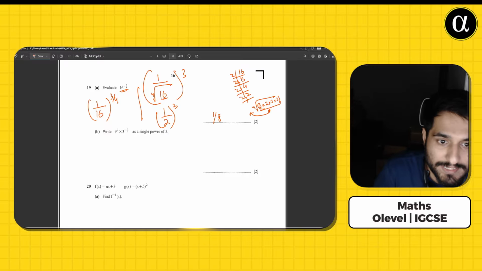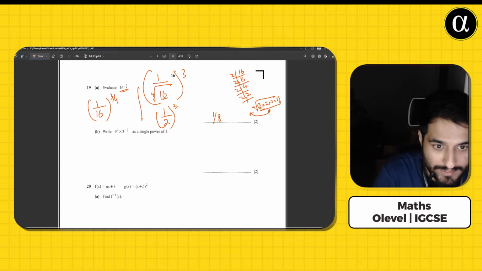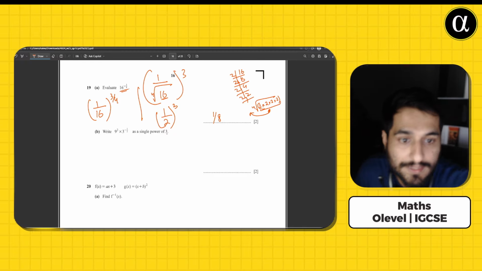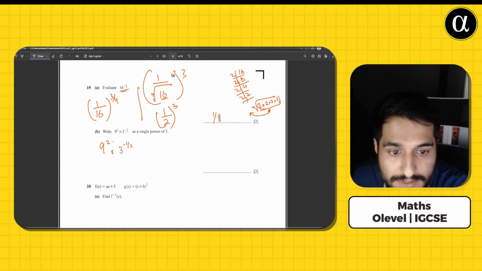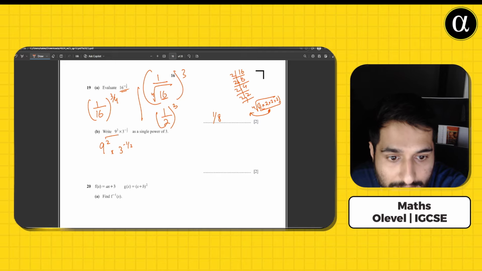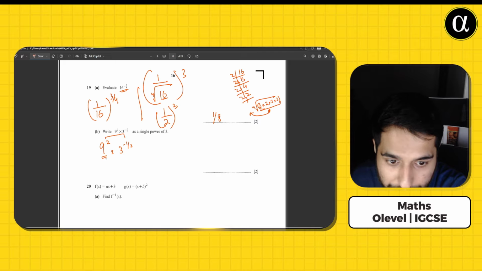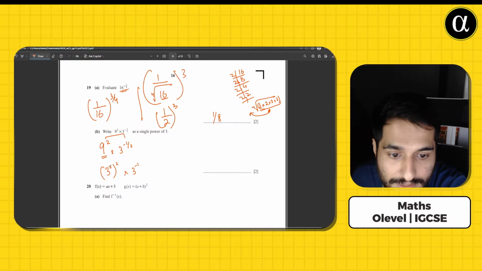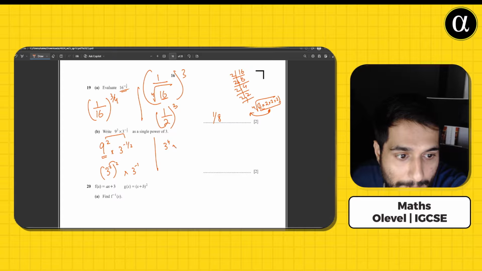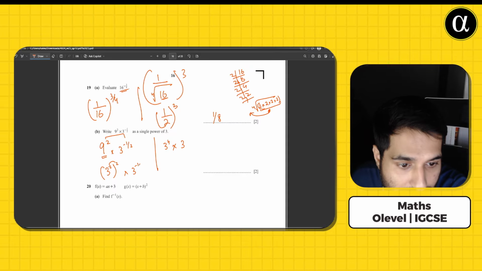The next question states that we are supposed to write these indices in a simpler format, and we can say that this is going to be 9 squared multiplied by 3 to the power minus half. All right, now since the two numbers are being multiplied, we need to add the two powers, but the bases should be the same. How do you make sure the bases are the same? This can be written as 3 squared all squared, and then this would be 3 power minus half. 3 squared and squared, the rule of indices says that this is going to turn out into 3 power 4 multiplied by 3 power minus half.